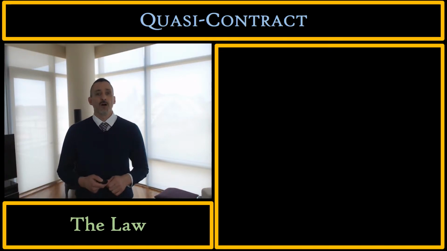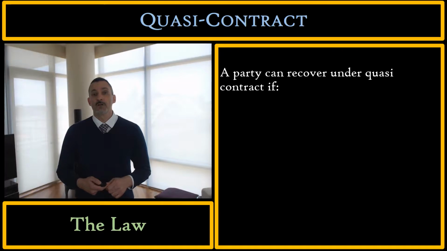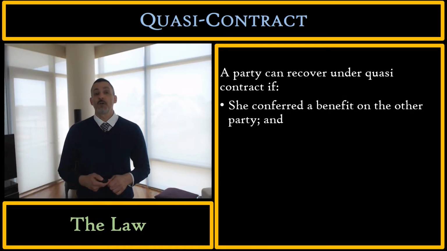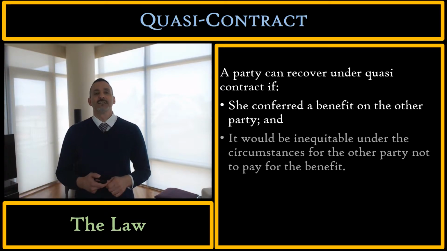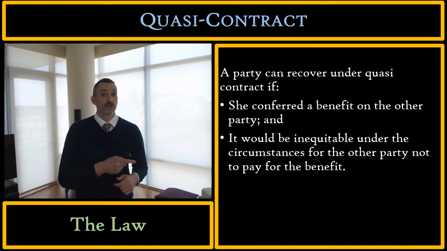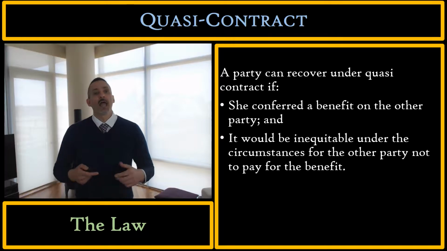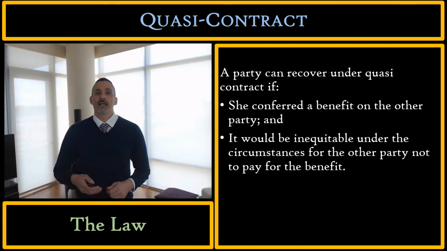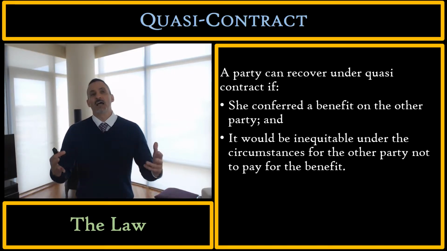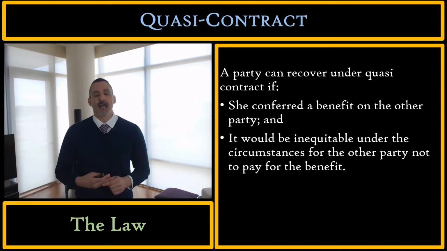So the law of quasi-contract is that a party can recover under quasi-contract if she conferred a benefit on the other party and it would be inequitable for the other party to keep the benefit without paying for it. Now, in our example, what we're asking is whether contractor conferred a benefit on homeowner B and whether it would be inequitable to allow homeowner B to keep the benefit without paying for it. Here we have a very good argument that contractor conferred a benefit on homeowner B, right? Homeowner B now has a patio in her backyard. And we can speculate that it's a nice patio and that it raises the value of her property.